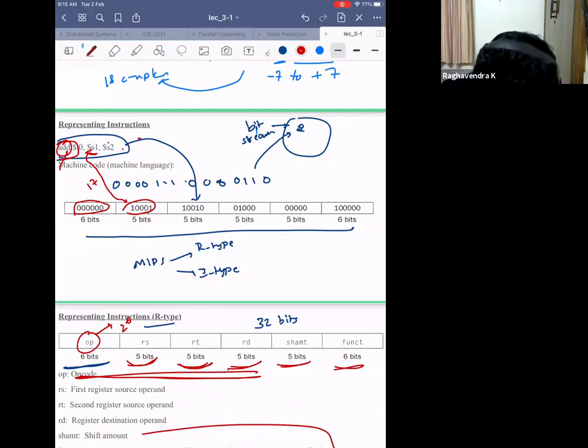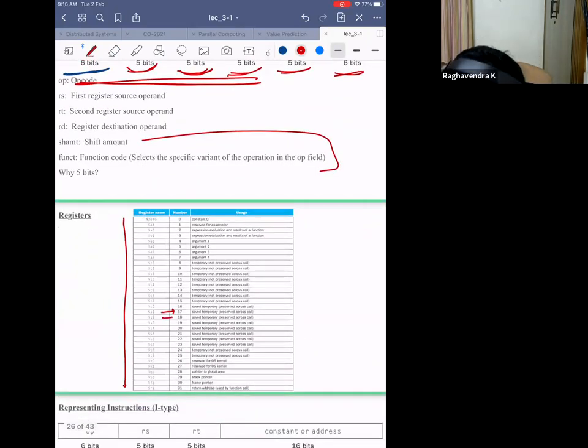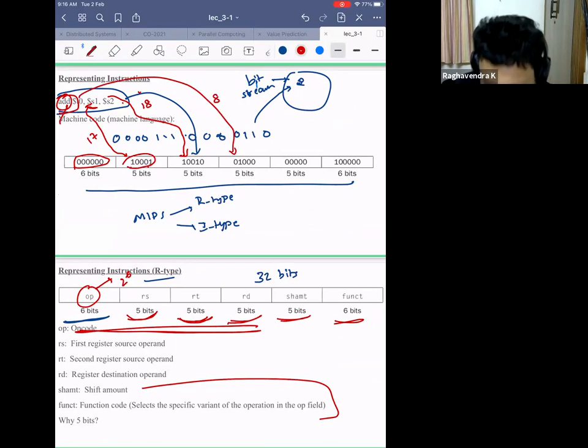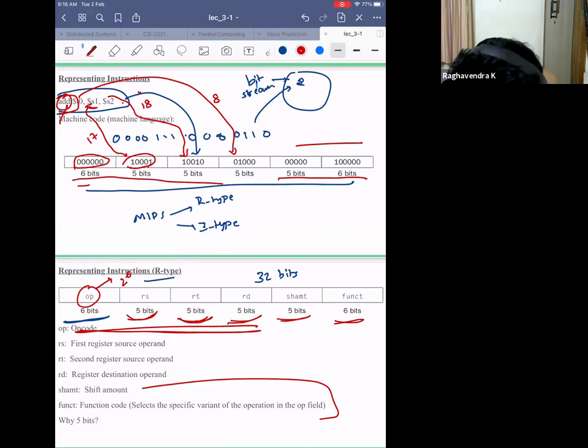The other source is 18 because S2 is 18, right? So you can see that S2 is 18. So I have to have 18 here, and the T0 is 8. So that's how I represent this instruction. I am not worried about this SHMT and function as such, so I put this as 0, 0, 0. Don't worry about these two values. Just concentrate on these three values. So this is add S1, S2, and T0.